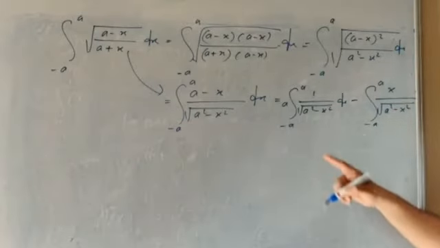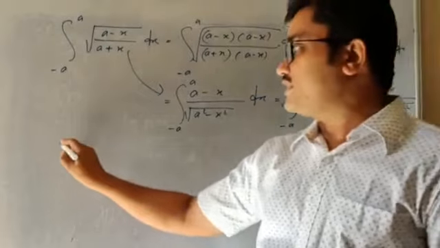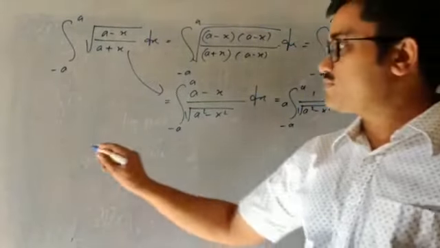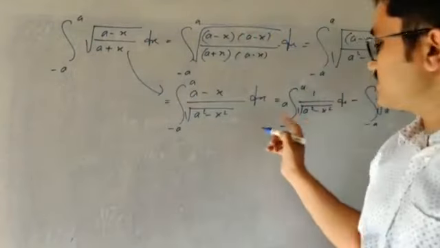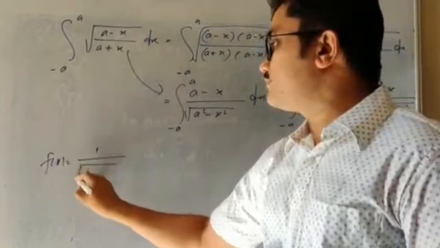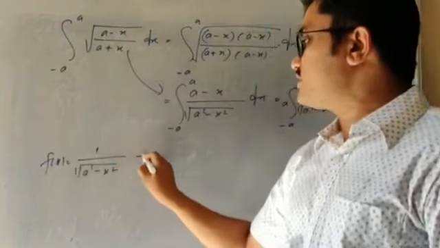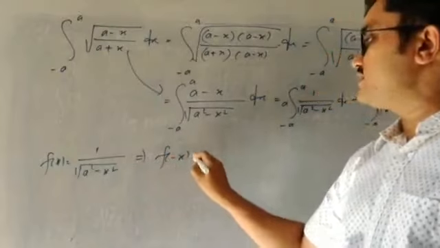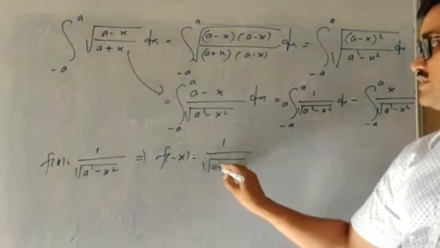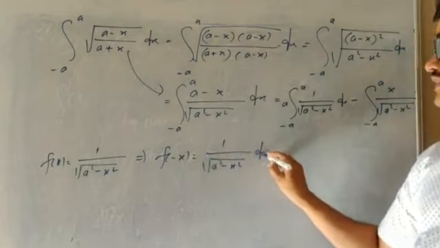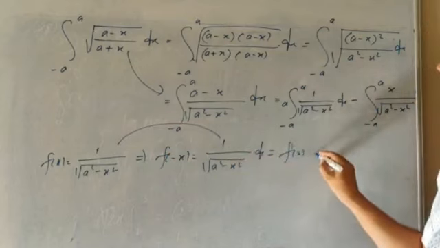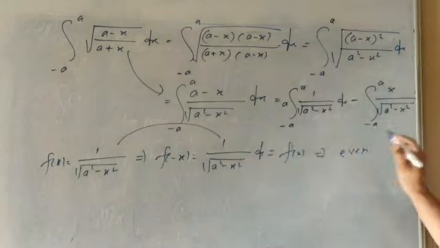Now if you look at this, you have to identify whether it is an even function or an odd function. So if you replace x by minus x, fine. If f of x is 1 upon under root a square minus x square, then what is f of minus x? If I replace x by minus x, it will still remain the same. It is nothing but f of x. This means this is an even function.